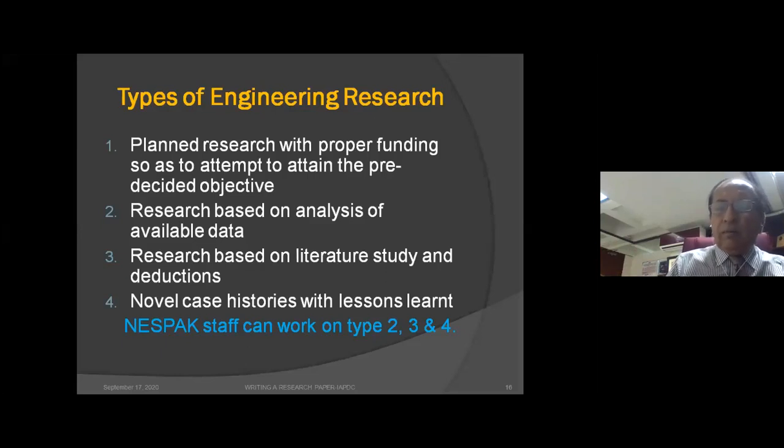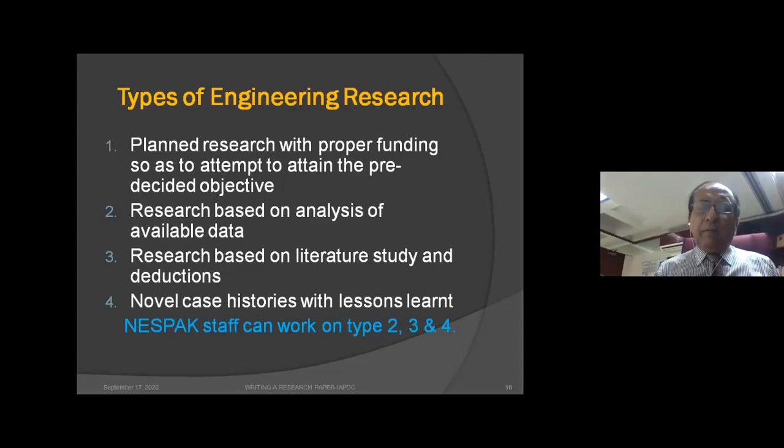The third kind of research is the research based on literature study and deduction, because there are contemporary opinions and similar work done by many others in similar conditions in different countries of the world. It's now a global village. We have access to the work done by others. So we can have some deductions on the basis of that, and that could be something novel.